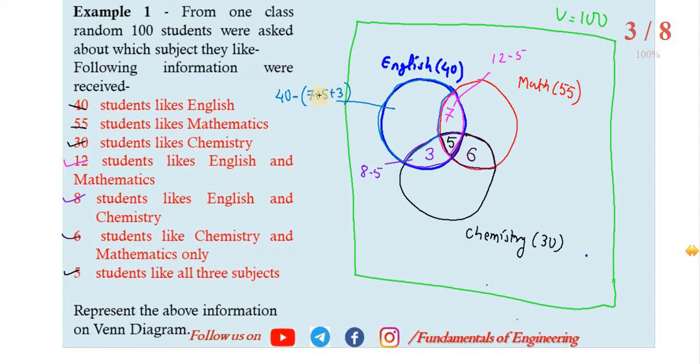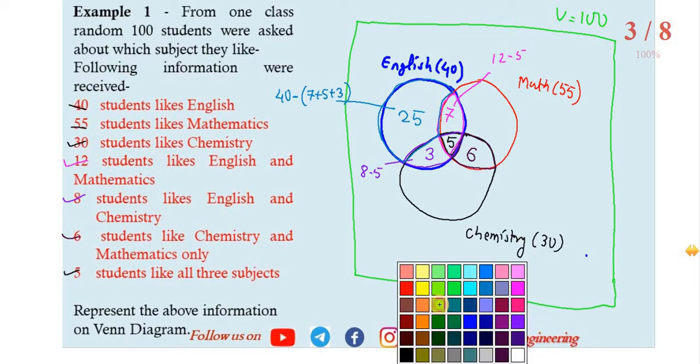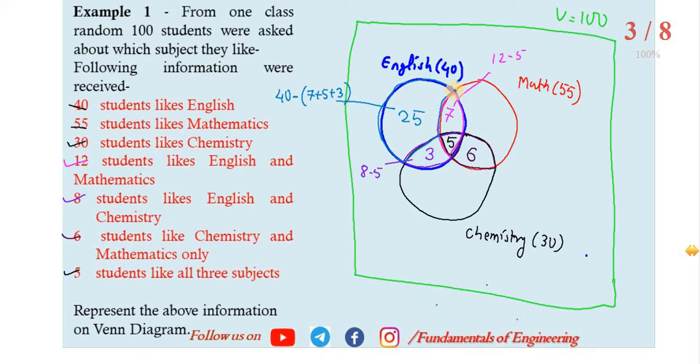How many? 15. So 40 minus 15, that is 25 students who like only English subject. Similarly, we need to find out the students who like only maths. This will be the area showing the students who like only mathematics subject.